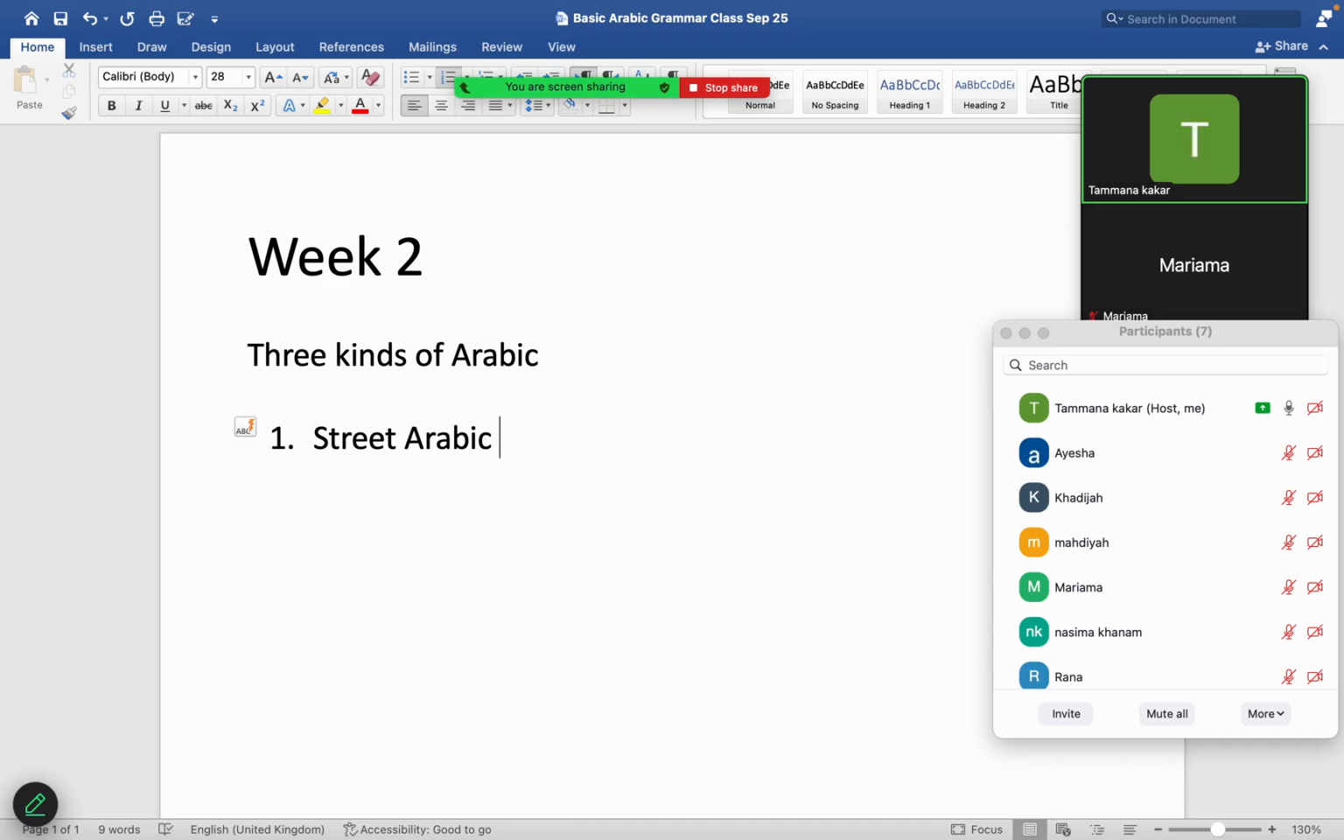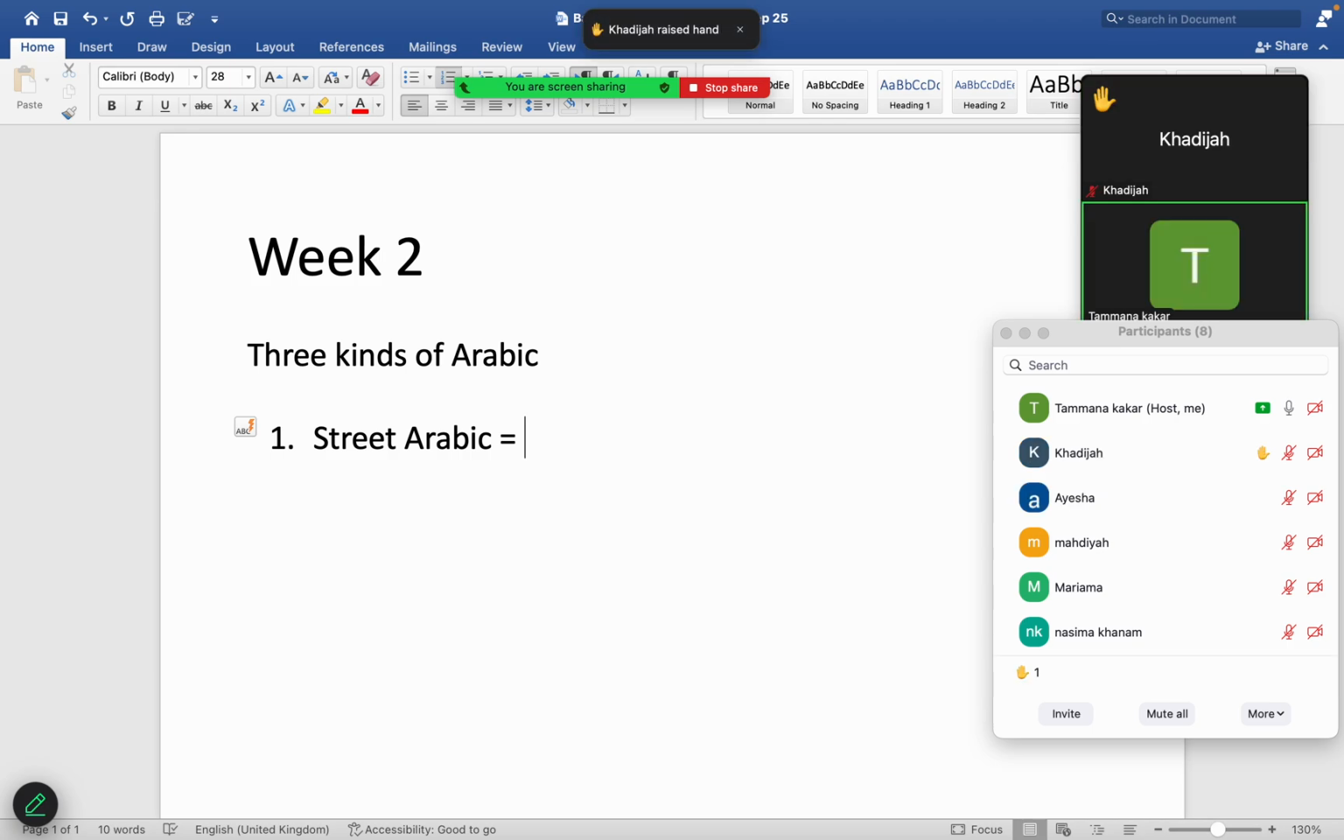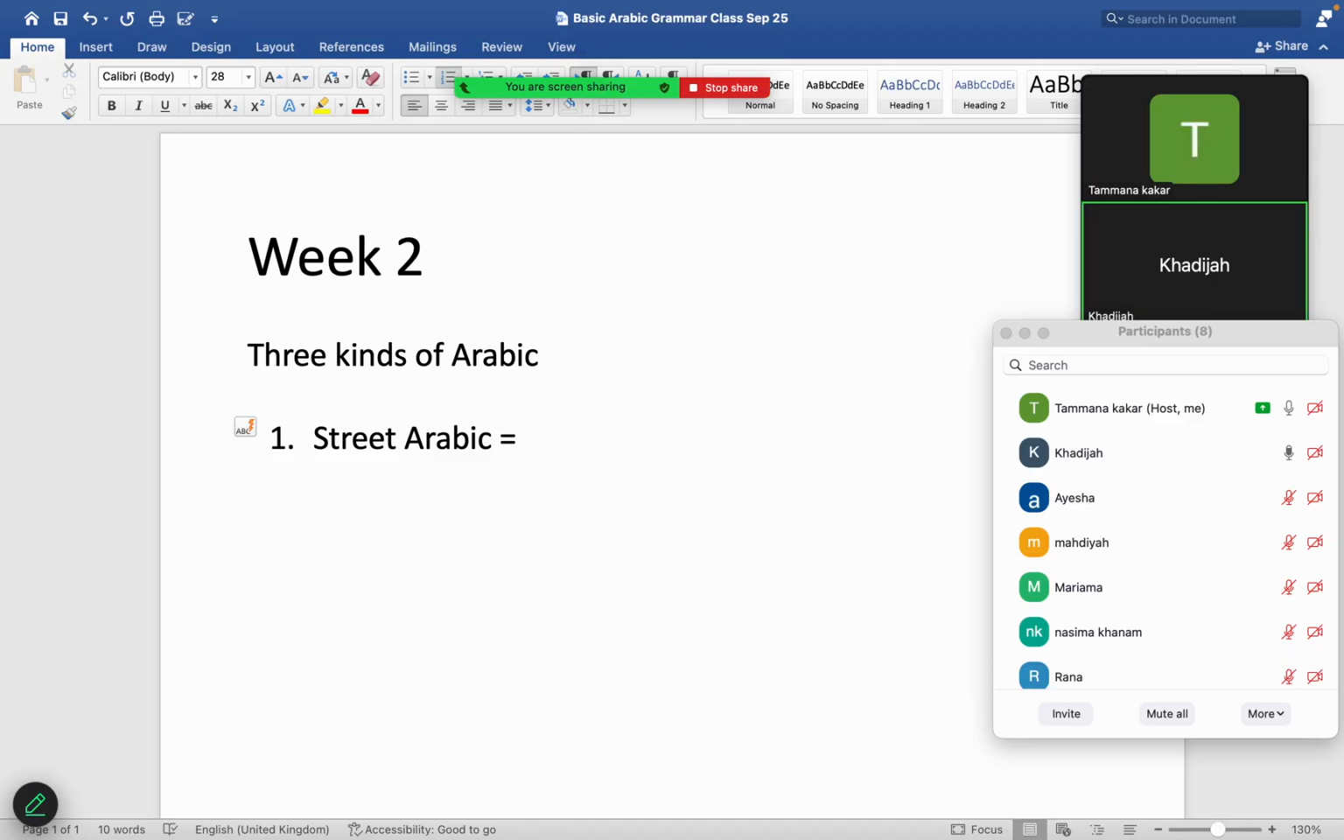What do you think I mean when I say street Arabic? What can it mean, street Arabic? Anybody can guess? Yes, Khadija sister. You don't need to raise your hand. You can just speak. Does it mean like when you're using Arabic when you're outside and talking to people? That's kind of right, yeah. Anybody else? Well done for trying, Khadija. Anyone else? Madiha?